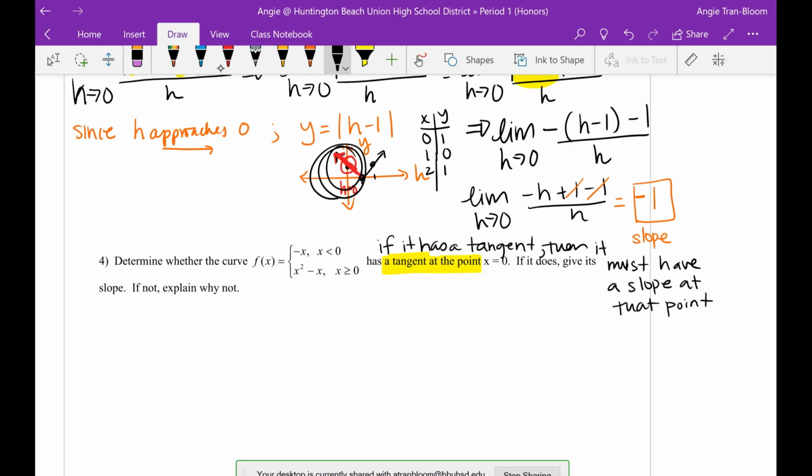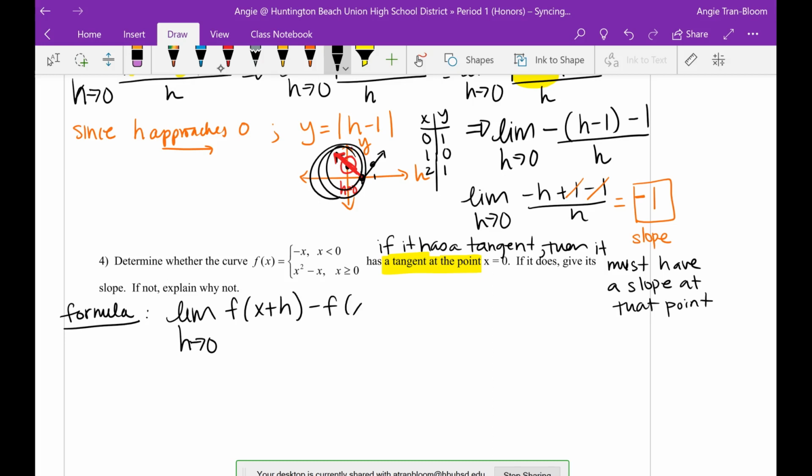So what we're going to try to do is to find a slope at a point. Okay? So here's the formula. Formula for a slope at a point. Limit as, oops, not x, h approaches 0 of f of x plus h minus f of x all over h. Okay, well, in our problem, x is 0.